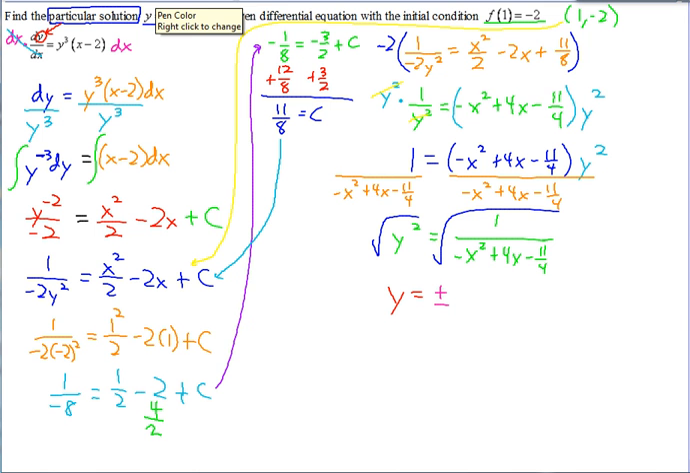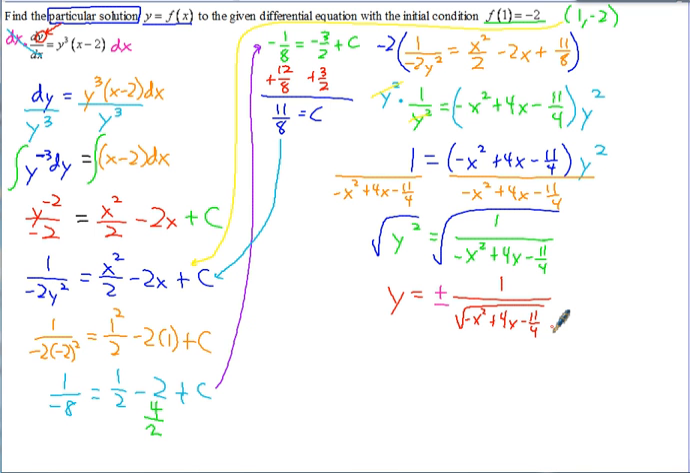Now you could leave it just like that, but the numerator, we know the square root of 1 is just 1, so we can just write that as 1 over, and then the denominator we would just leave inside the radical. Square root of -x squared plus 4x minus 11/4. And you might think, well, that's it. We've isolated the y. There's our answer for the particular solution.